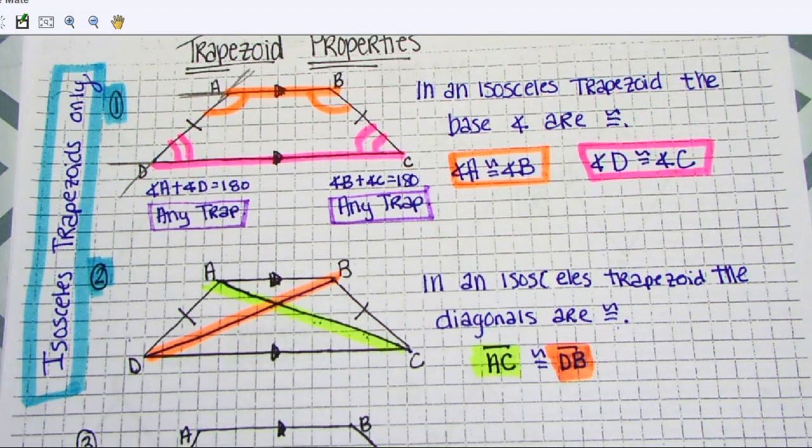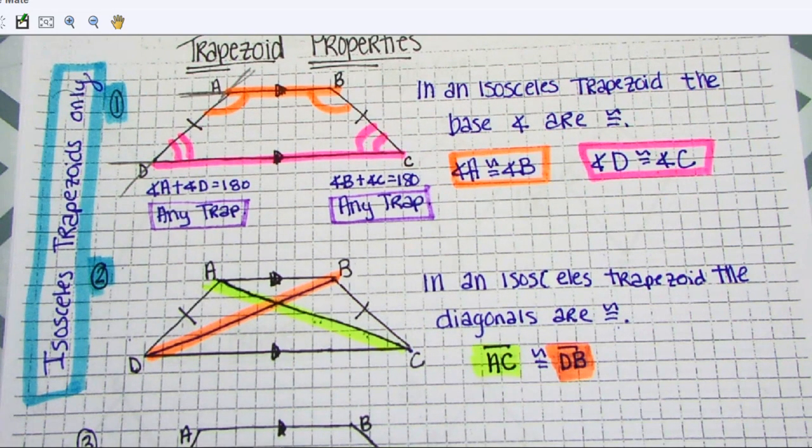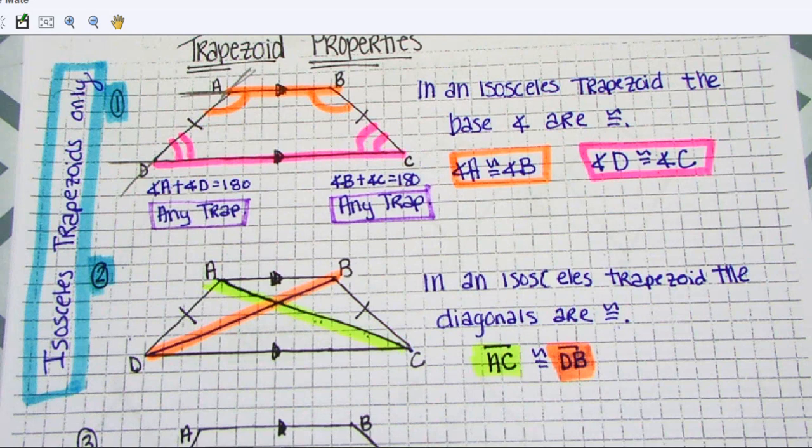So these first two are just for isosceles. And then the last one is for any type of trapezoid because it involves the mid-segment.